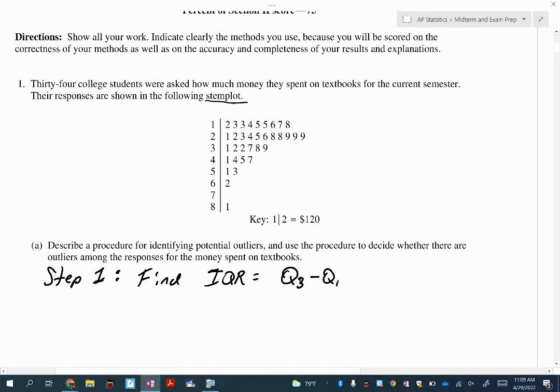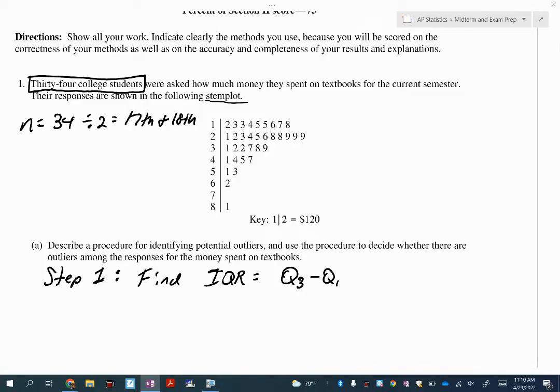So the first thing that I'd notice is that it's 34 college students. So if I take 34 and divide that by 2, I get the 17th and 18th student. That would give me the median for my amount of money spent on textbooks for these students. Now I want the medians of the bottom half of the data and the medians for the top half. So I'm just going to show you where the median is. If you count from that first number to the 17th and 18th, you get right here is the median. So the median is going to be between 280 and 290, which is 285.